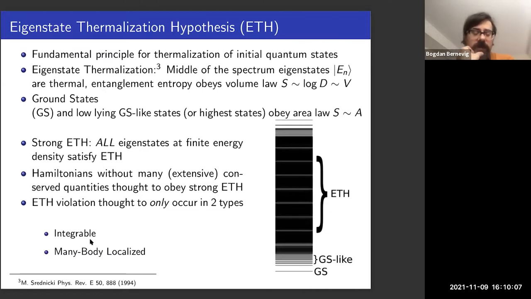But once you have disorder, you can write quasi-local or local constants of motion. And if you perturb the Hamiltonian a little bit, they still remain integrals, or you can still write integrals of motion. That's what we call stable integrability. And ETH violation was known, and thought, to occur only in these two types of systems.